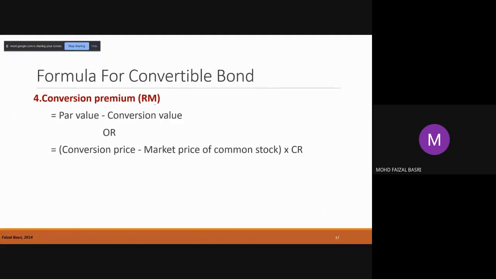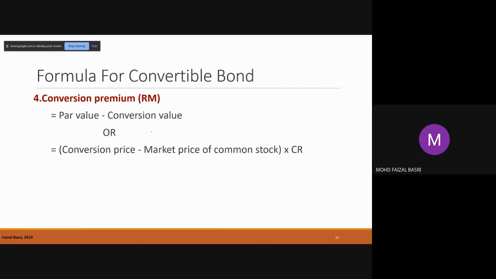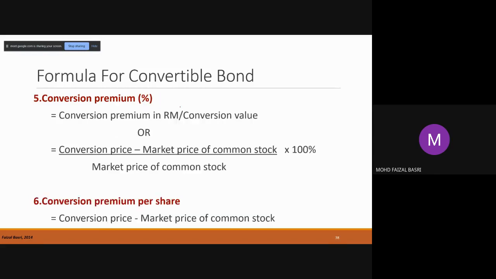For conversion premium percentage, okay, still we can use conversion price minus market price, but now we divide with the market price. Okay, so it's much easier to remember this one actually. Or alternatively, you can use the first formula here, conversion premium in ringgit, which we have to calculate first, and then we divide with the conversion value. Okay, so for me personally, I'm going to use the second one actually. It's much easier because we can use the same information, and all of this information can get it from the question, ataupun the very beginning of the question.